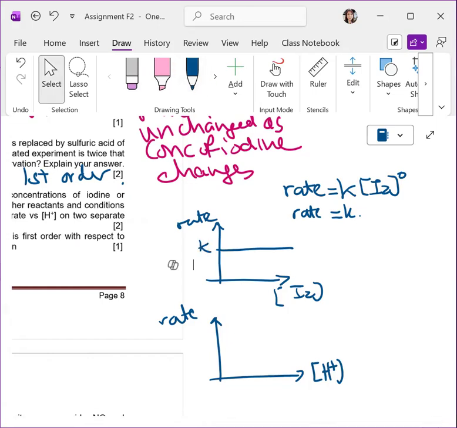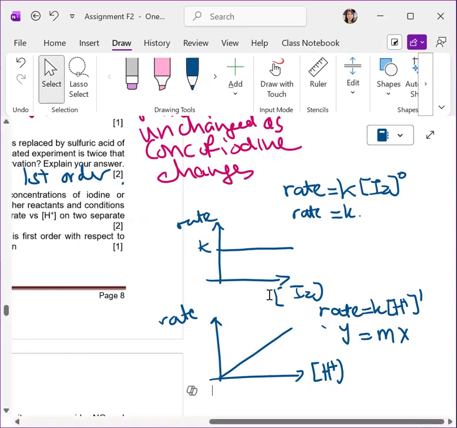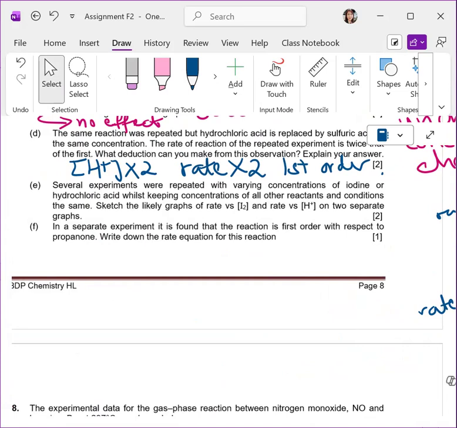Then rate equals k, so we will plot a graph that is a horizontal line, where rate equals k. Now the next one for H+ is we deduced it to be first order. So rate will be equal to k[H+] first order, right? So when we are plotting our graph, it looks exactly like y equals mx. Our y-axis is rate, k is a constant because it's a rate constant, and then H+ is our x. So we will sketch a straight line passing through the origin. Okay, so these are the two graphs.